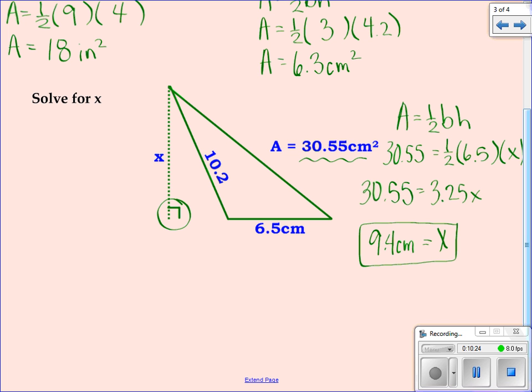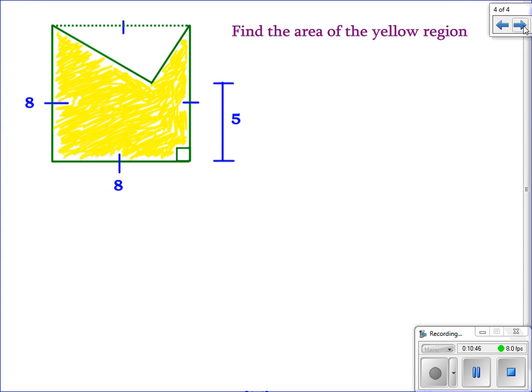Okay, we've got one example left, which is a two-step problem. Okay, it looks more difficult than it is. So we've talked about parallelograms, base times height, triangles, 1/2 base times height. We're going to use both of those on the next problem. Okay, so here we have this shape. It's an odd shape. Okay, we want to find the shaded region, the yellow one.